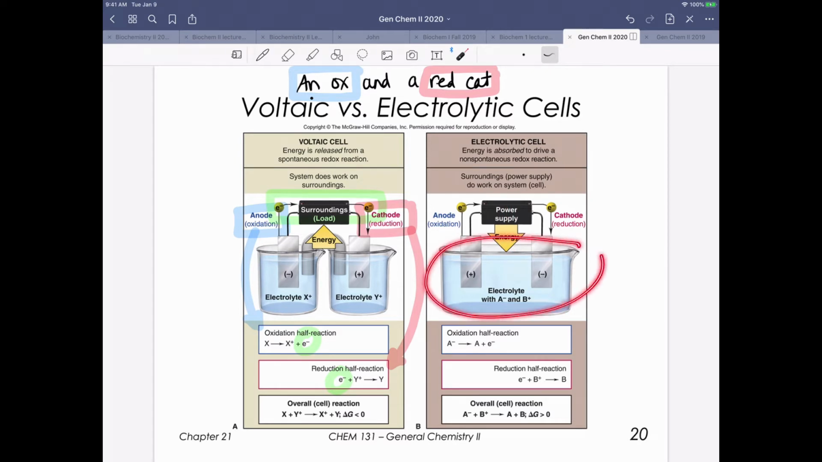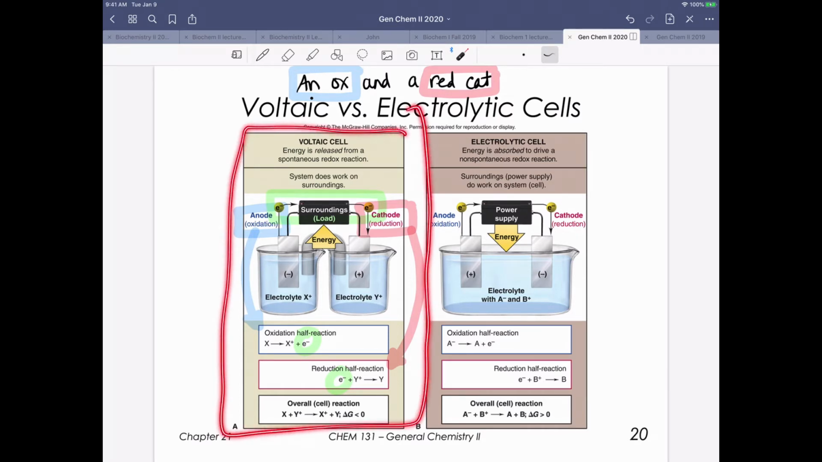And you'll notice this process sort of happens in the same solution here. We're not going to have too many problems that we'll work through with an electrolytic cell, but we're going to supply energy in, and we're actually going to get some of those metal ions that are in solution to be plated out on one of the electrodes, and that's how we do electroplating. But let's focus here on the voltaic cell. That's what today's lecture is going to be about.